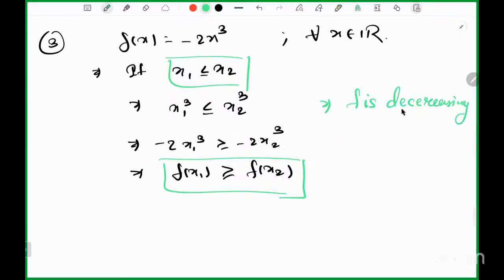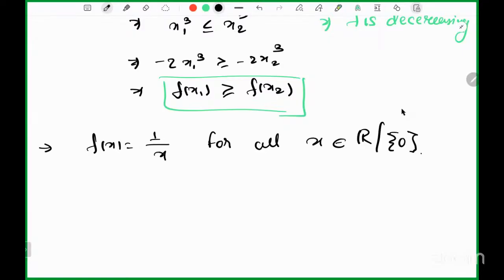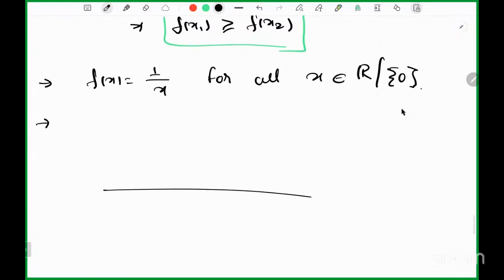Now the last function is f of x equals 1 by x. And here they say for all x belonging to the real numbers minus 0, because at 0 the function is not defined. It's a basic function. The graph of the function you can see.